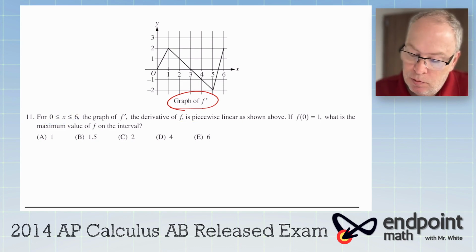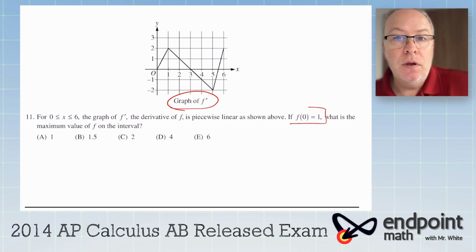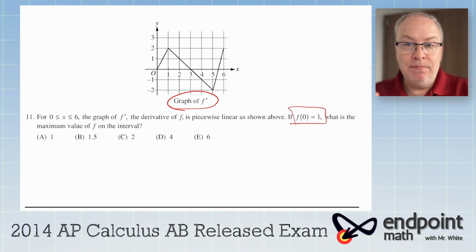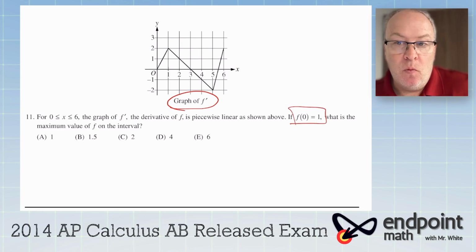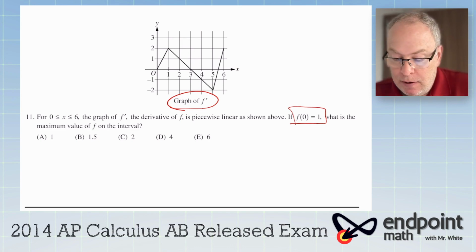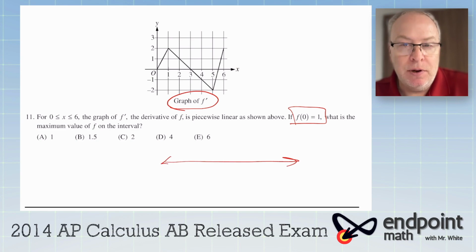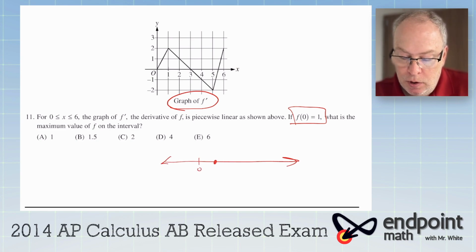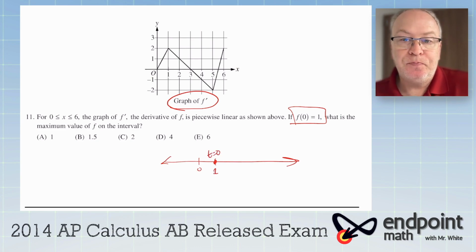Now it says that the original function starts at 1. At time 0, it's at 1. So what is the maximum value of f? Now if you think about a number line, this is what I'm kind of picturing here: at time 0, we're actually at 1 to begin with. This is at t equals 0.